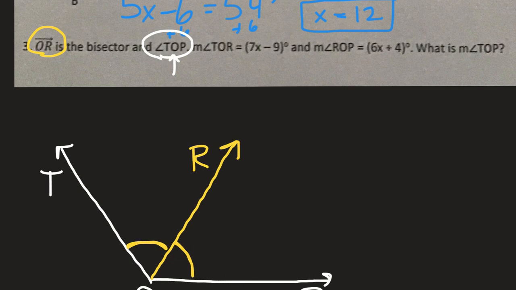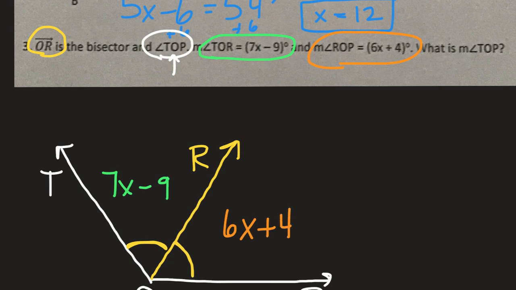So now we're going to put in your values. TOR is 7x minus 9. That goes over here, 7x minus 9. And the other one is ROP is 6x plus 4.